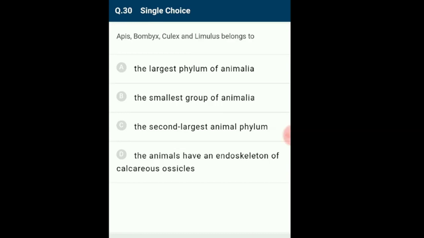Question number 30. Bombyx, Culex and Limulus belong to. An arthropod is an invertebrate animal that has an exoskeleton, a segmented body and jointed appendages. The following families of organisms are all examples of arthropods: insects such as ants, dragonflies and bees, arachnids such as spiders and scorpions, myriapods, a term which means many feet, such as centipedes and millipedes, and crustaceans such as crabs, lobsters and shrimp. So the answer is option A, the largest phylum of Animalia.